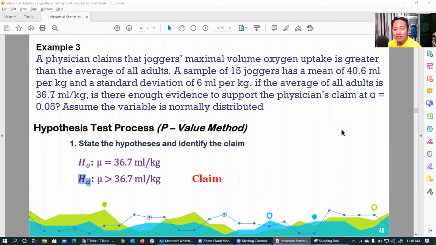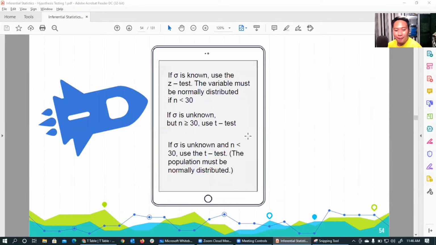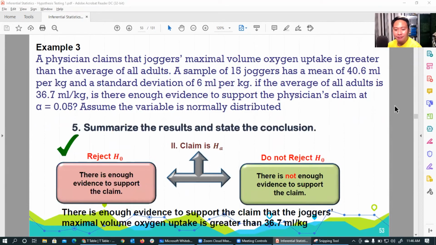Okay, so let's scroll down. Here's the decision: reject the null, meaning there is enough evidence to support the claim that the jogger's maximal volume oxygen uptake is greater than 36.7 milliliters per kilogram.